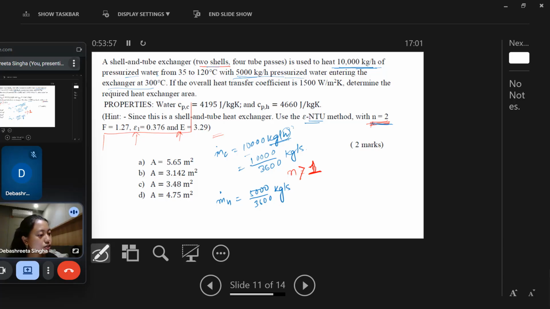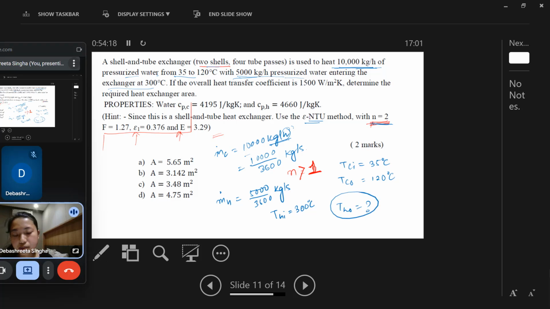Entering the heat exchanger at 300. So THI is 300 degrees Celsius. Then TCI is 35 degrees Celsius. Then TC naught is 120 degrees Celsius. And if TH naught is not given here, how to find TH naught? Just do m Cp delta T for both fluids. m Cp of cold delta TC is equal to m Cp of hot fluid delta T hot. So from here you get TH naught.